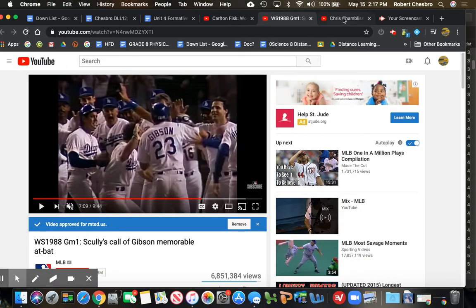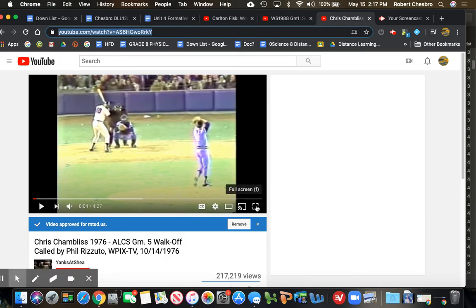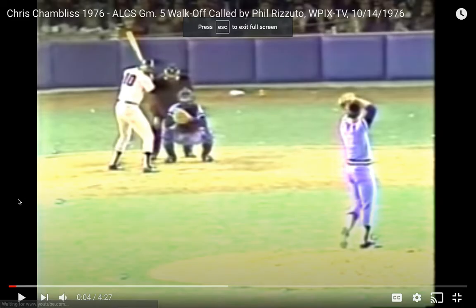Here's the last one. This is back when baseball was really cool. 1976 New York Yankees. And this guy hits a home run, a walk-off home run, and just watch the place go nuts and watch the fans.